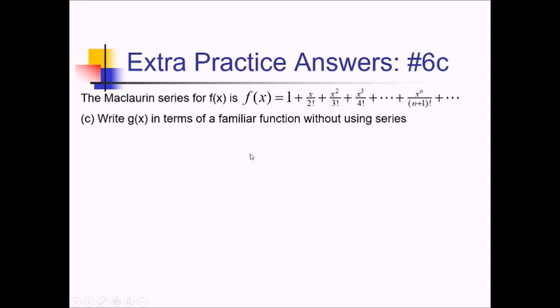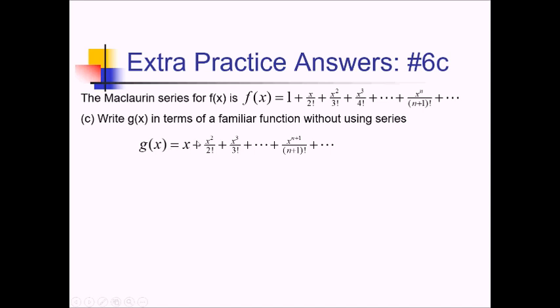For this last part of the problem, they want us to write g of x, which here it is again. We found this in part B, in terms of a familiar function without using a series. So this is one where you have to kind of think back on the series that you already know. And this is pretty similar to one that we know. There's a series that has 1 plus x squared over 2 factorial plus x cubed over 3 factorial. You know the series it is. It's the very first one you're supposed to memorize. It's e to the x.